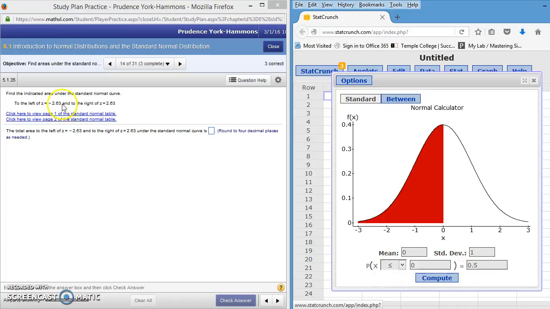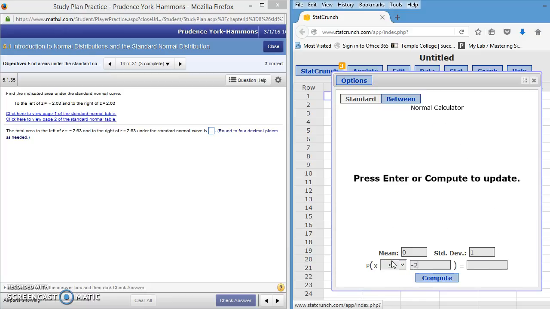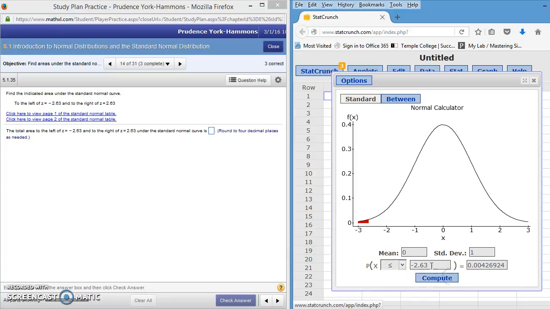And this time I'm going to start with the probability that z is less than or equal to negative 2.63, and I'm going to compute. You see we have this very tiny area here, but it is to the left. Here's negative 2, there's negative 3, so that'd be about negative 2.5. So this looks like a negative 2.63.